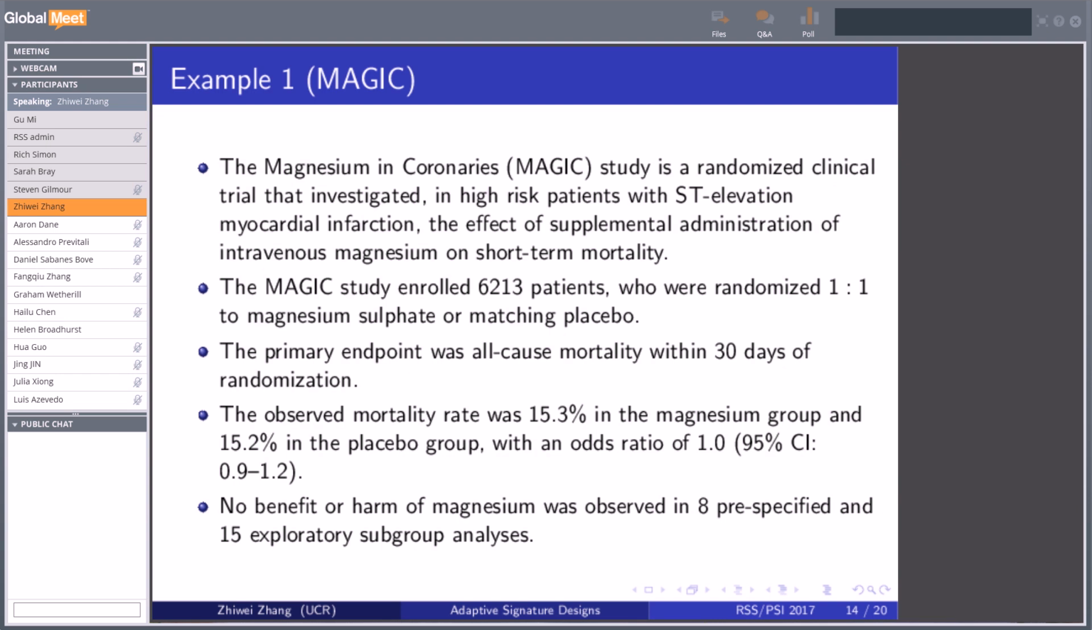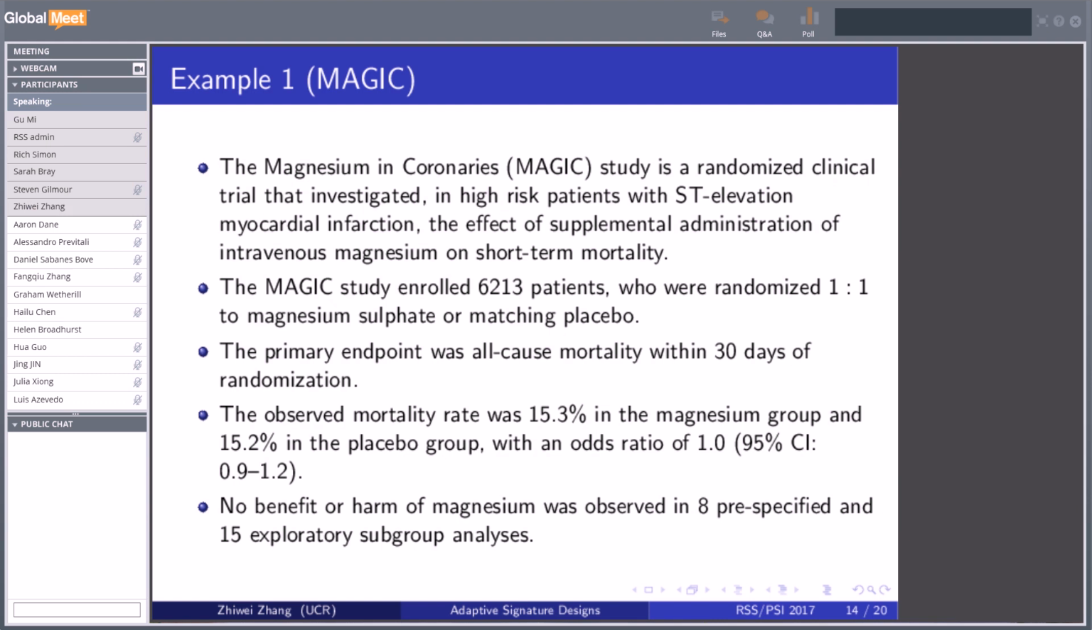All right, so that's the methodology. And I'll show you two examples to illustrate the methodology. The first example is shown on slide number 14. And this is the MAGIC study, which looked at the effect of supplemental administration of intravenous magnesium on short-term mortality in high-risk patients with ST elevation myocardial infarction.